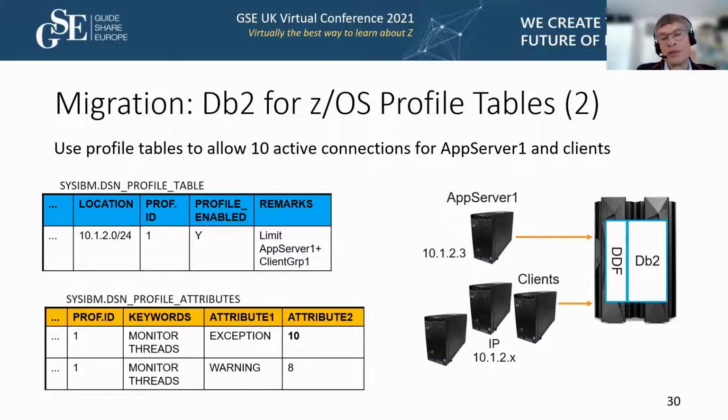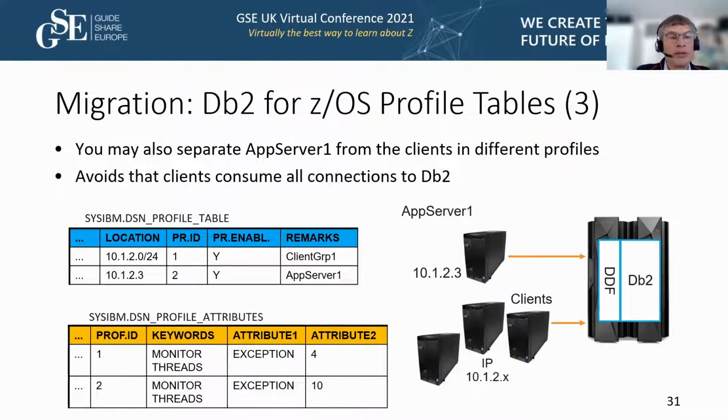So if you're not happy with that and you want to say, okay, I would prefer to give more resources to the app server and limit the connections to the rest of this group, then you could create two profiles. In this example, we would have a dedicated profile for the app server, which is 10.1.2.3. And this dedicated profile would still be allowed to have 10 connections into DB2. But the rest of the group, the PC clients, for example, which are in the same range of IP addresses, would only be allowed 4 connections. So if you played around with the IP addresses, you could tune very well which number of connections is allowed for which group of clients or application servers.